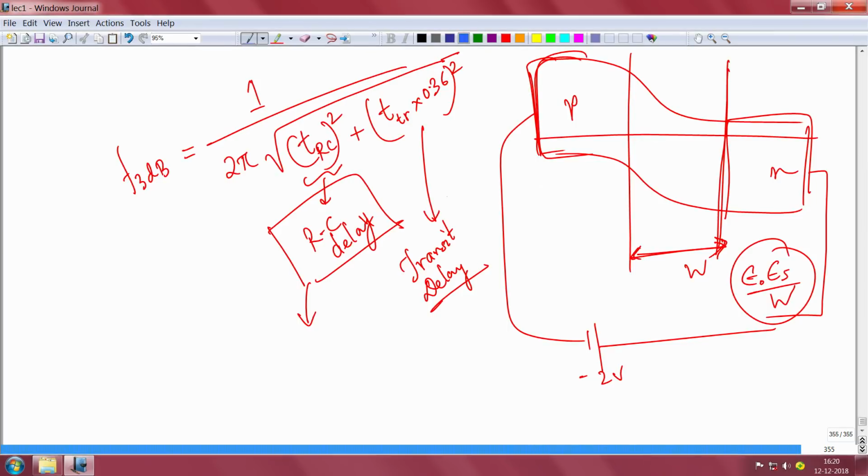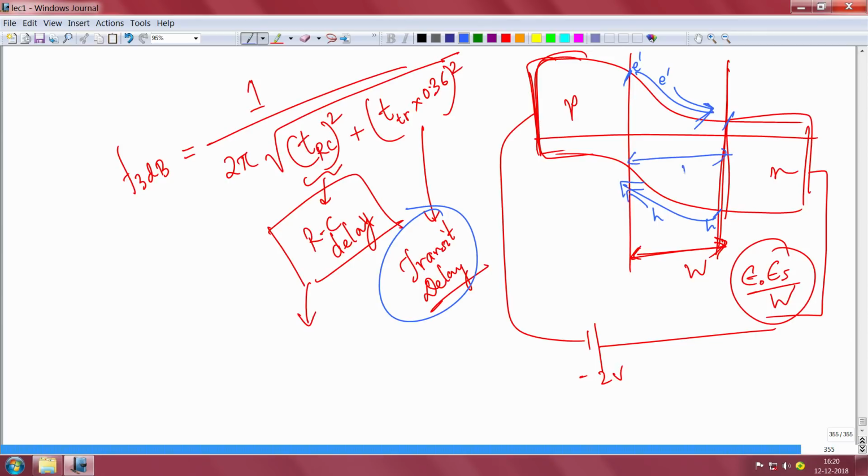Then there is the transit delay. An electron will take some time to go, a hole will take some time to go, but on average, what is the total time for an electron going from this point to this point, and a hole from here to here? That's called the transit time, because the electrons and holes have to physically move to the edge of the depletion region to get swept away. So there is a transit delay.